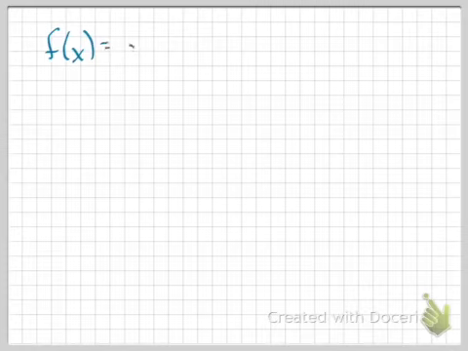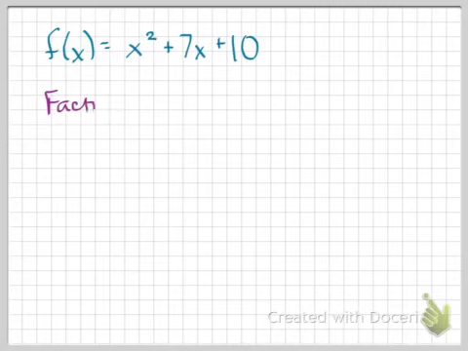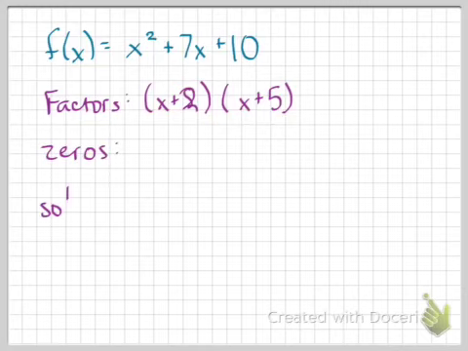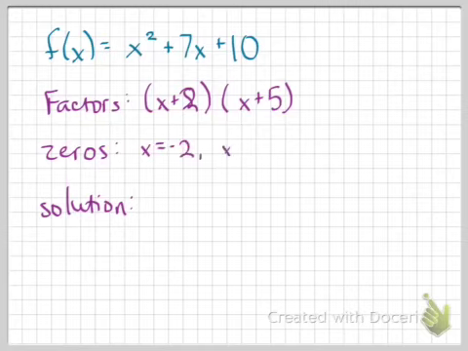So let's try another example. F of x equals x squared plus 7x plus 10. We need to factor it to get it in factored form, and the two numbers that multiply to be 10 but add up to be 7 are 2 and 5. So the factors of this polynomial are x plus 2 and x plus 5. Now we want to know our zeros and our solutions. If x plus 2 equals 0, then x equals negative 2, and if x plus 5 equals 0, x would have to equal negative 5.